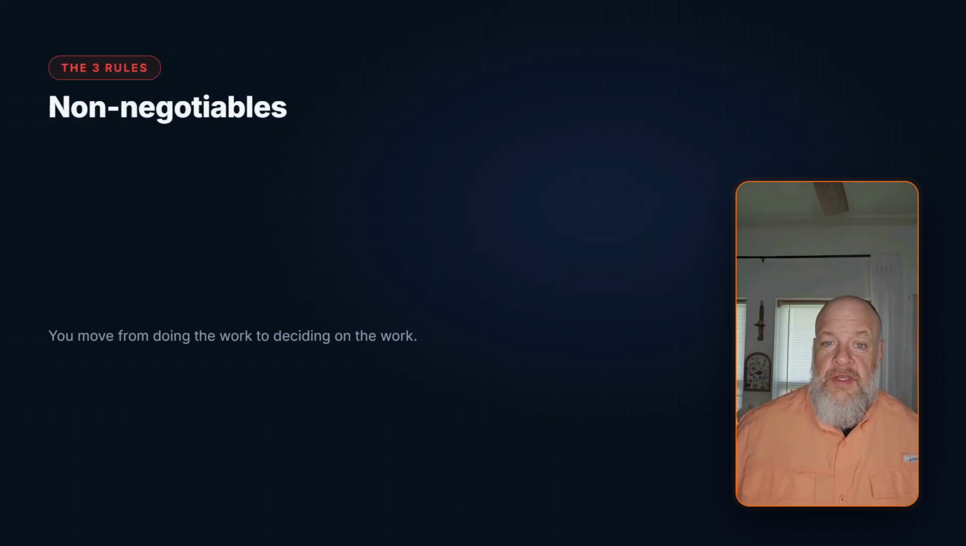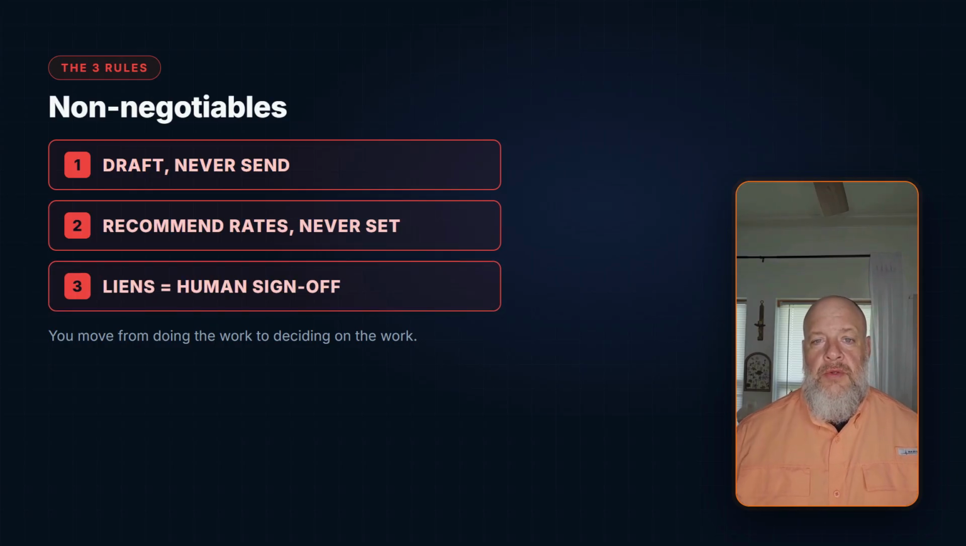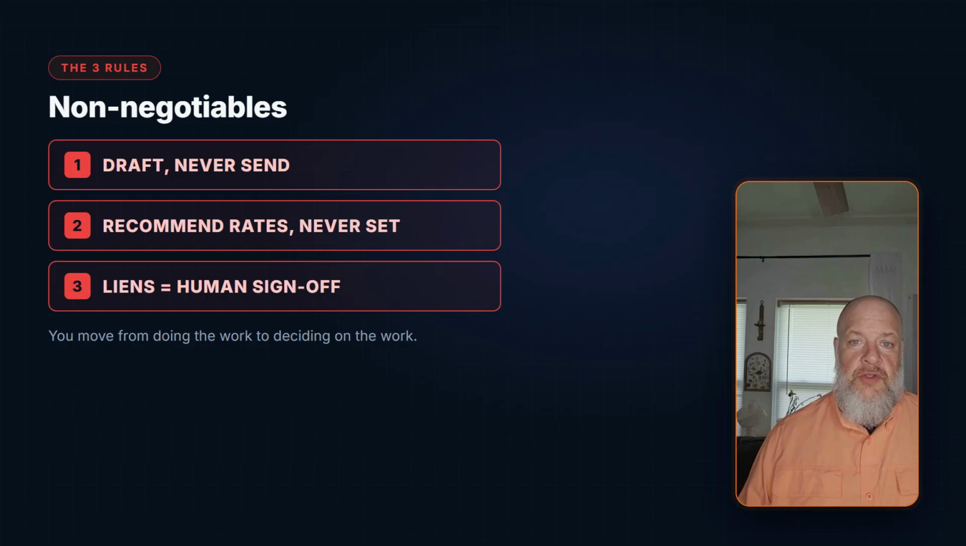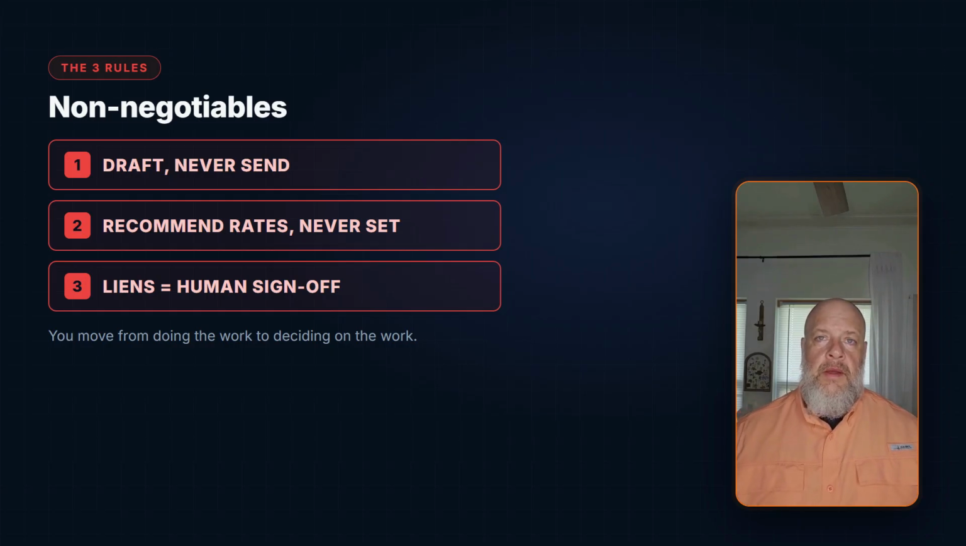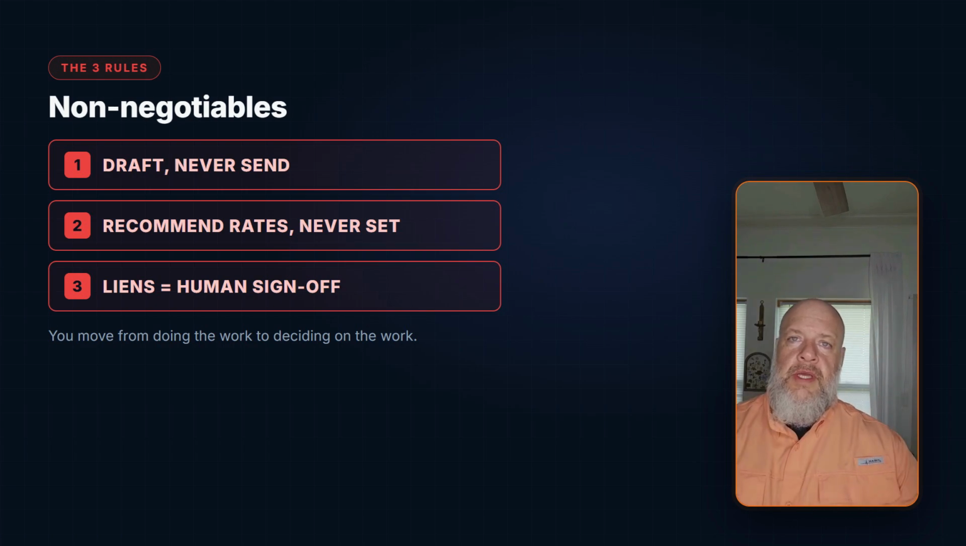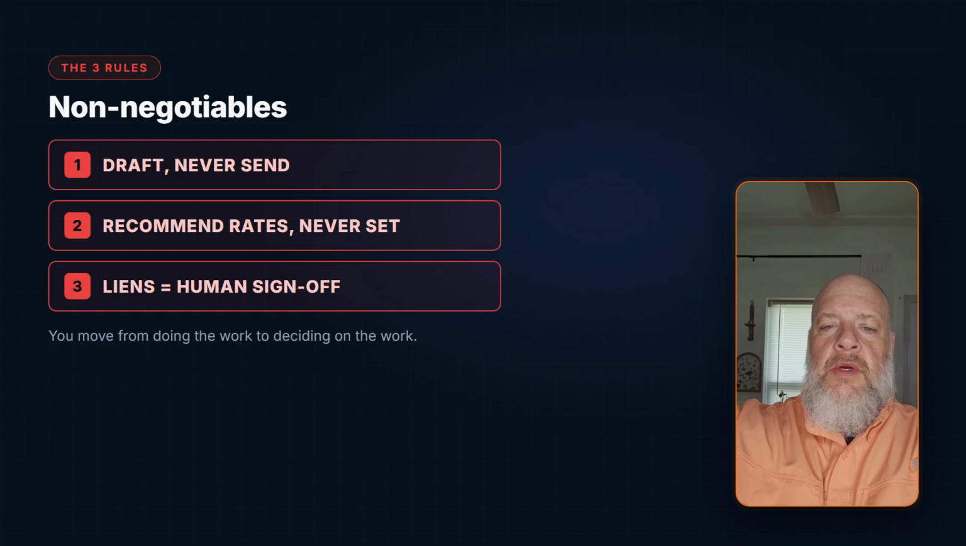Now let me put my 20 years hat on, because this part matters. 3 rules, and they're non-negotiable. 1, draft, never send. It's written in your Claude.md, and it stays there. Anything a tenant sees, a human approved it. 2, Claude recommends rates, it never sets them. And 3, anything touching lien law, auction notices, certified mail, Claude preps the paperwork and the timeline, and then you and whoever advises you on lien compliance signs off.